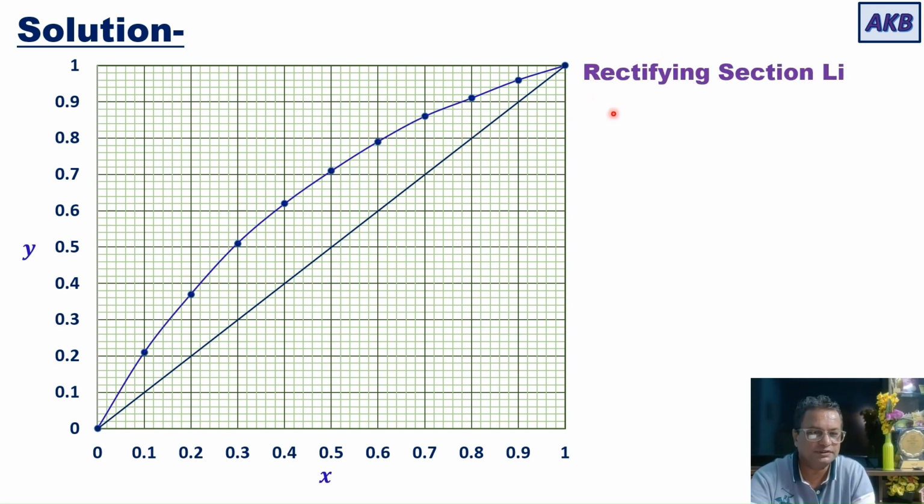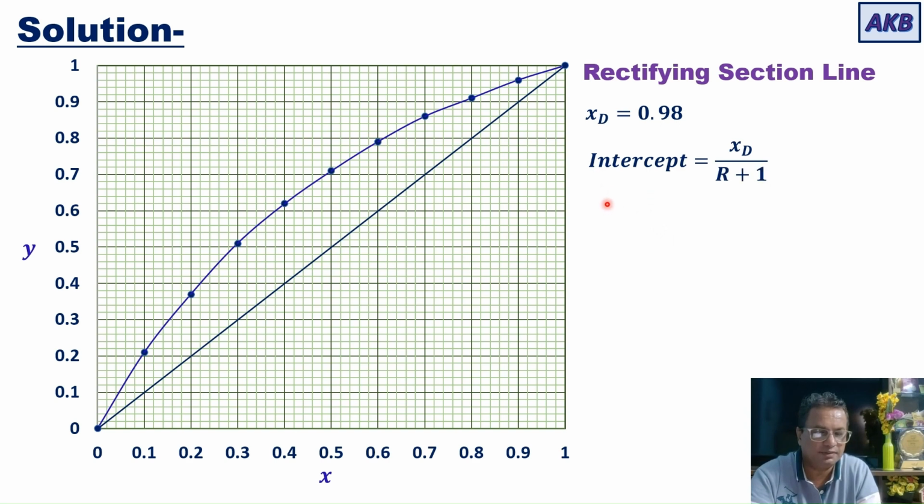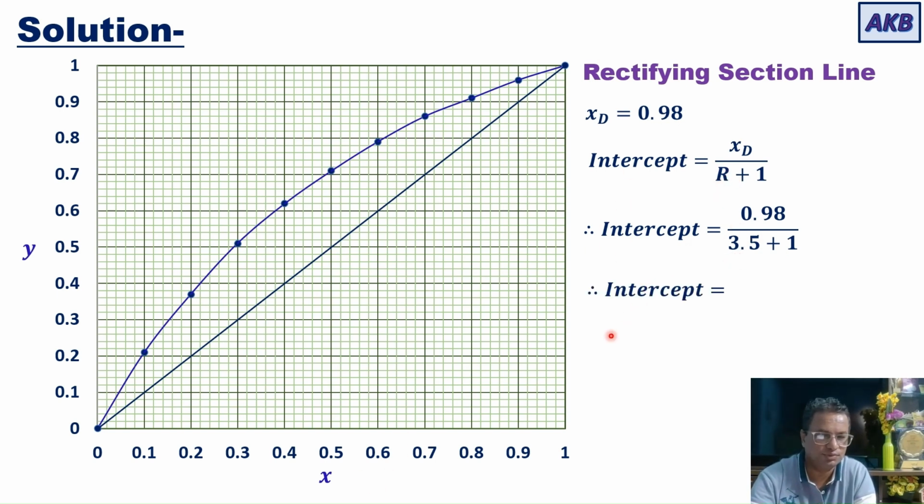Okay, the first step is we need to plot the rectifying section line. For that, we are going to use this information. XD is known to us, it is 0.98. And we also know the intercept made by the rectifying section line on the y-axis. It is XD upon R plus 1. XD is known, R is known. So intercept will be 0.98 divided by 3.5 plus 1. XD is 0.98 and R is 3.1. And so that gives us intercept as 0.22.